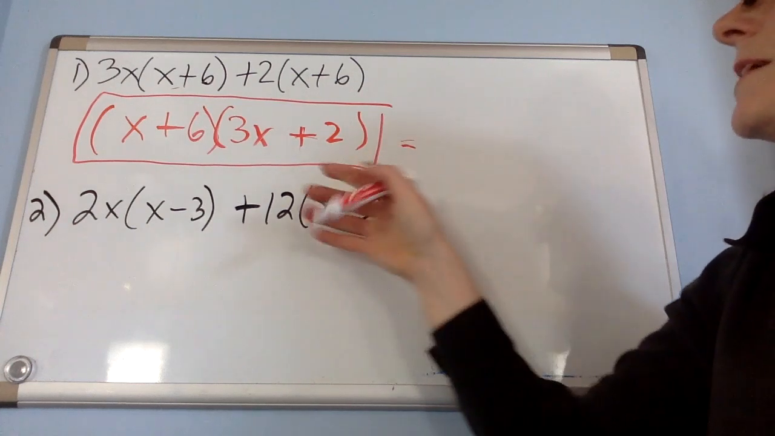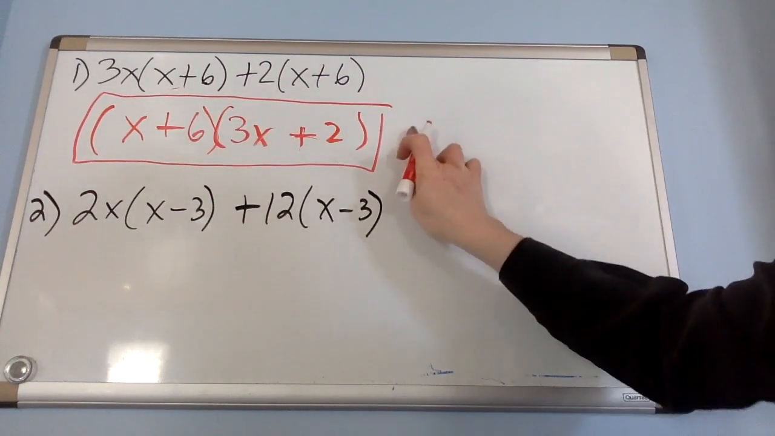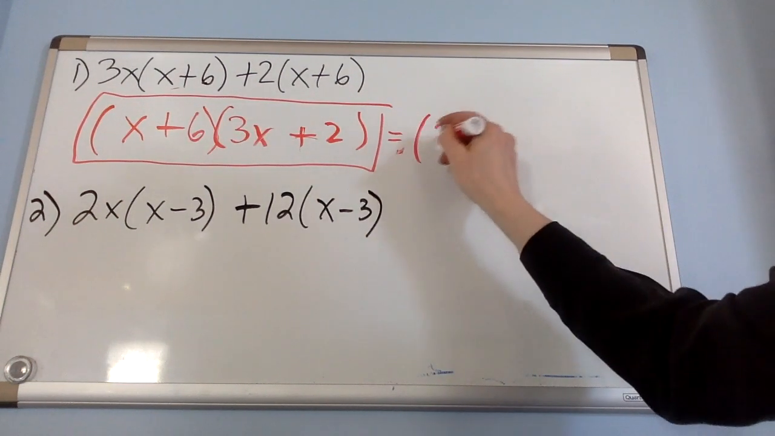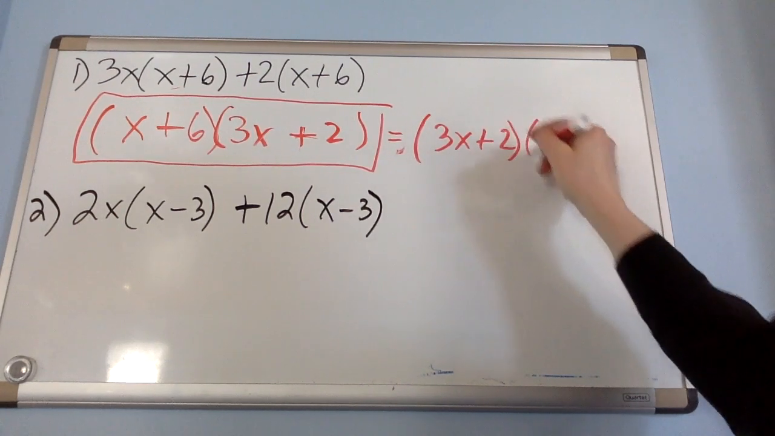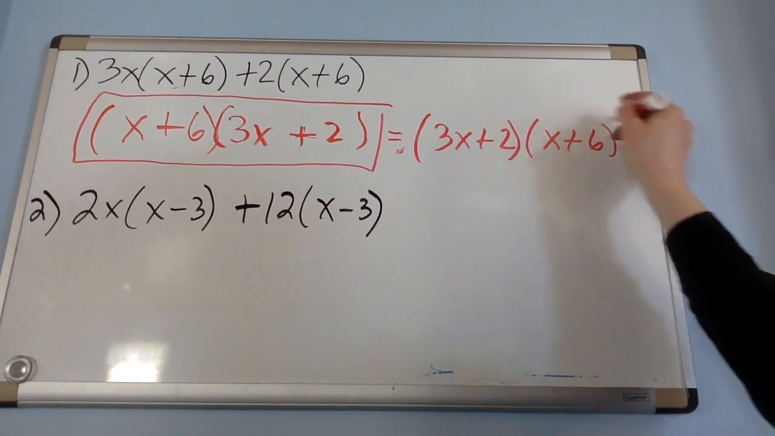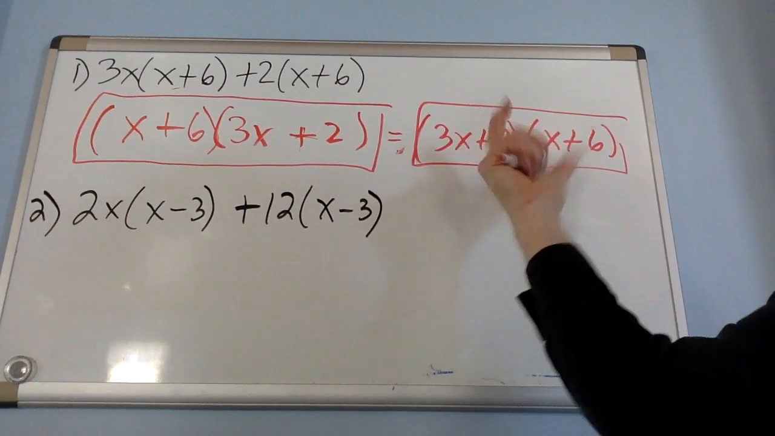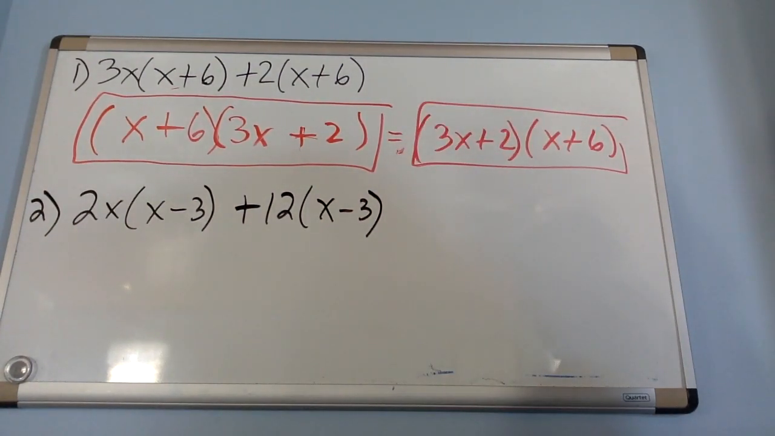Now it's also the same thing. It doesn't matter which order you multiply in. If you have this as your answer, it's the same thing, 3x plus 2 times x plus 6. That's the same exact answer. Multiplication is commutative. You can multiply in any order and get the same result.